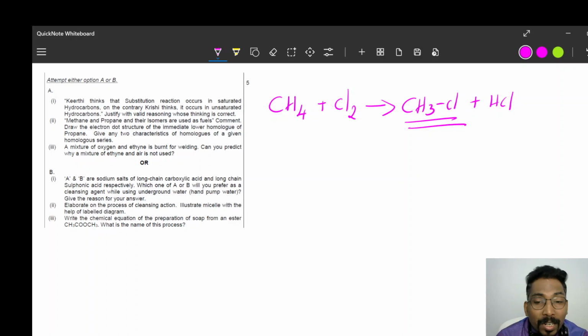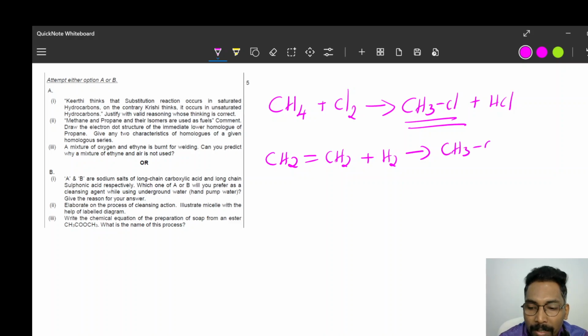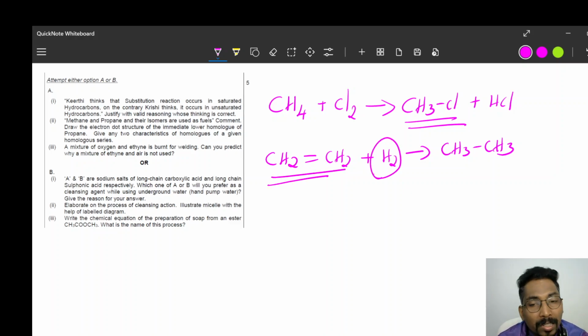What happens to unsaturated hydrocarbons? For example, CH2=CH2, which is ethene, plus H2 gives CH3-CH3, which is ethane. So unsaturated hydrocarbons undergo which type of reaction? Addition reaction. So the answer is: Kirti's thought was correct because saturated hydrocarbons undergo substitution reaction. I hope that's clear. Coming to the next one.